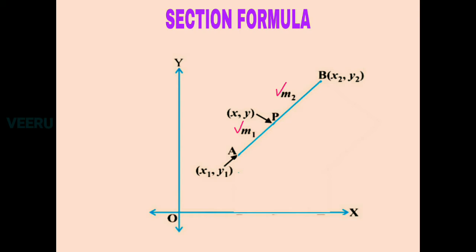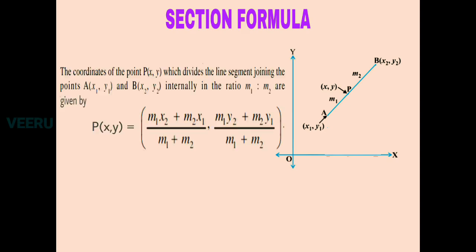The coordinates of the point P (x, y) are given by P (x, y) is equal to (m1 x2 plus m2 x1) by (m1 plus m2), (m1 y2 plus m2 y1) by (m1 plus m2). This is called as section formula.